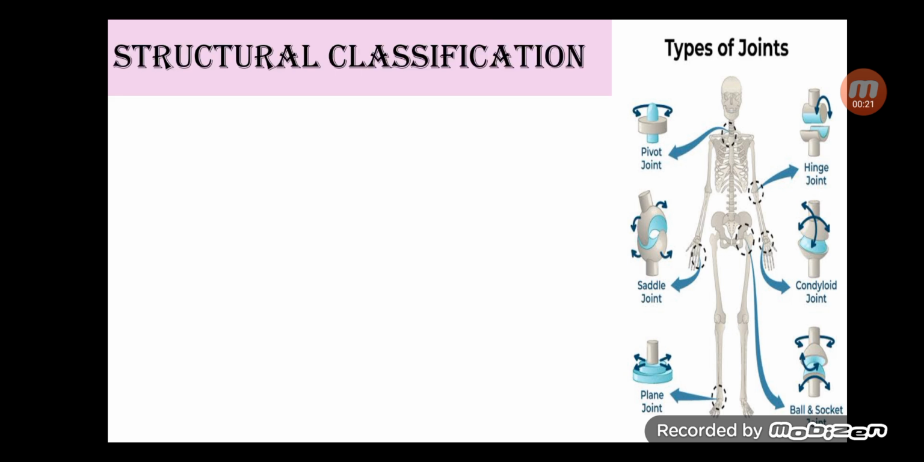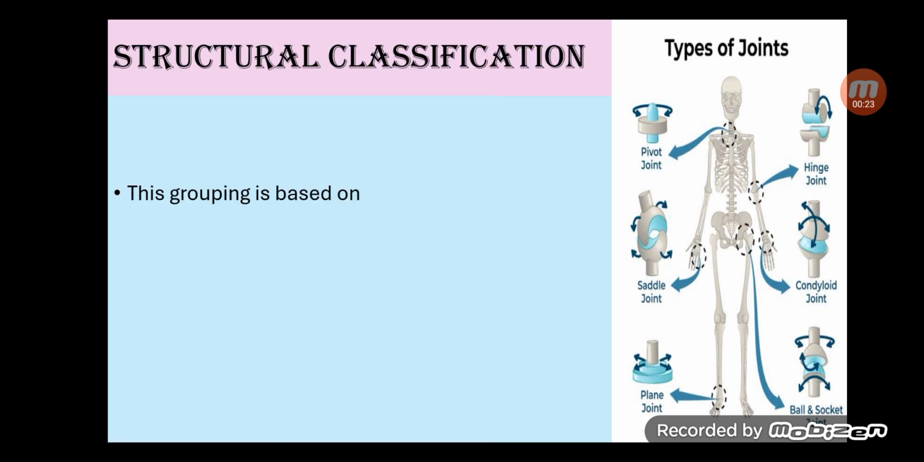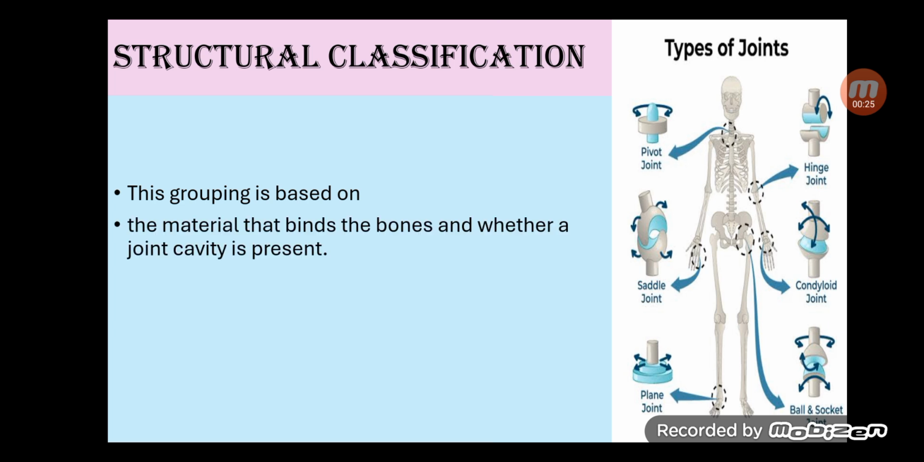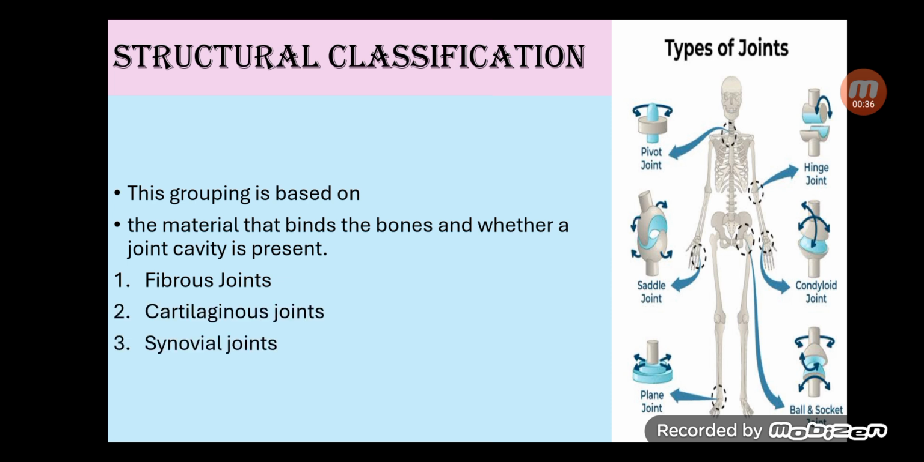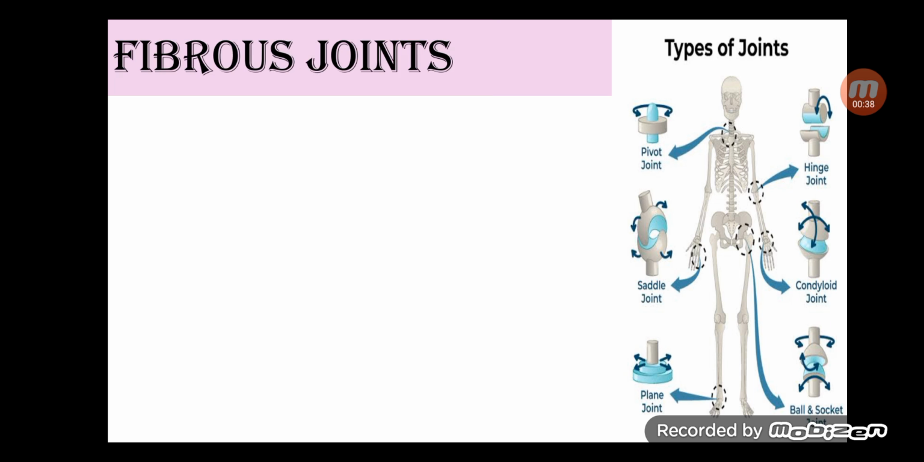Now let's talk about the structural classification of joints. Structurally, they can be grouped on the basis of the material that binds the bones and whether a joint cavity is present or not. So on the basis of these things, the joints are fibrous joints, cartilaginous joints, and synovial joints.